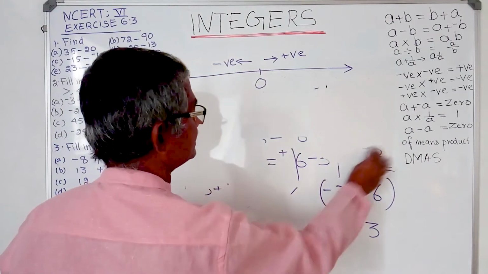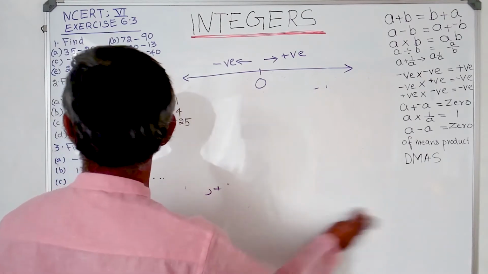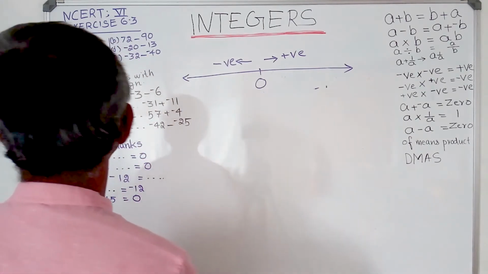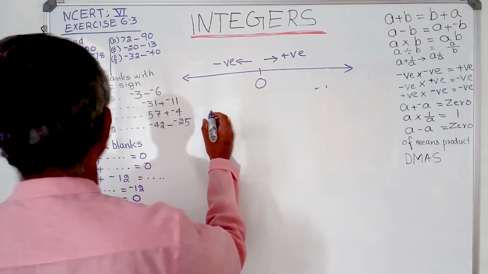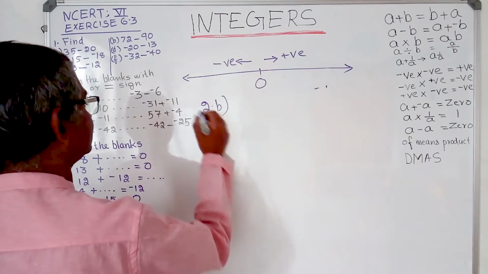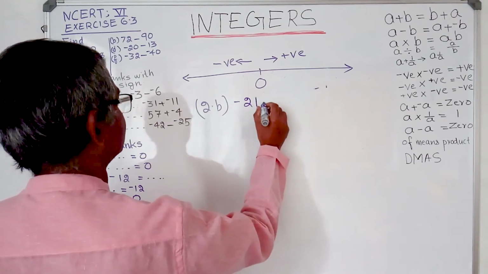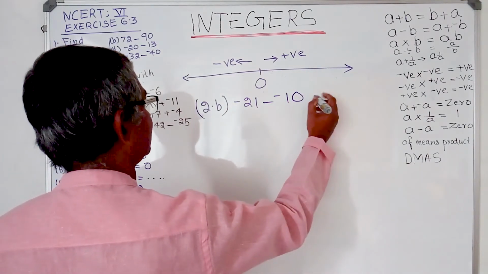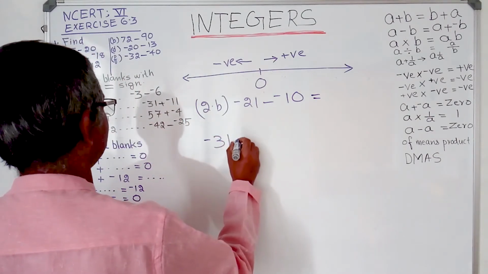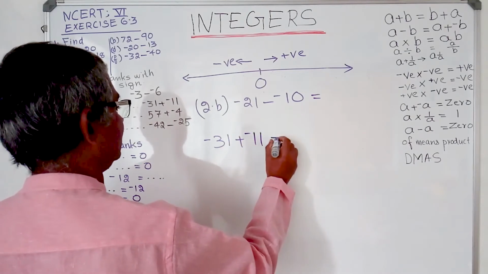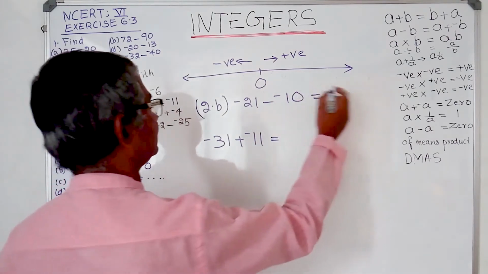2b. What is it? 2b is negative, subtraction of a negative. One type. Then negative, addition of a negative. So 2b: negative 21 minus negative 10. We need to find its answer. Again, negative 31 plus negative 11. The second is easier. The first one needs one more step.